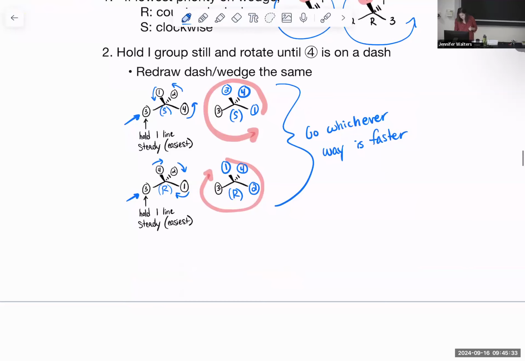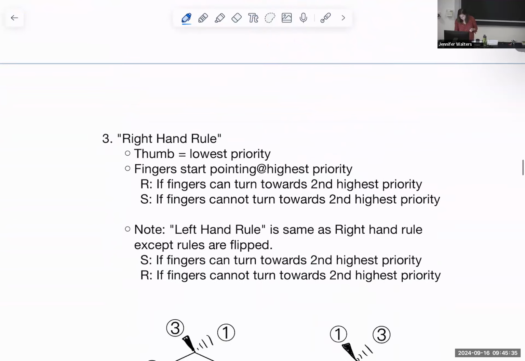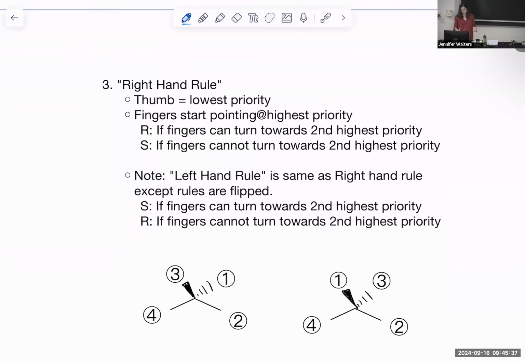The last method that you can use is known as the right-hand rule. And you could also, if you are left-handed and you prefer the left-hand rule, use that. Even if you're not left-handed, I will sometimes do either right-hand rule or left-hand rule, depending on if my elbow gets in the way or not.